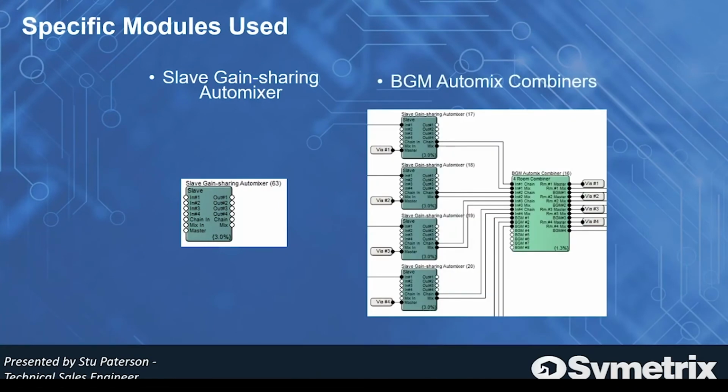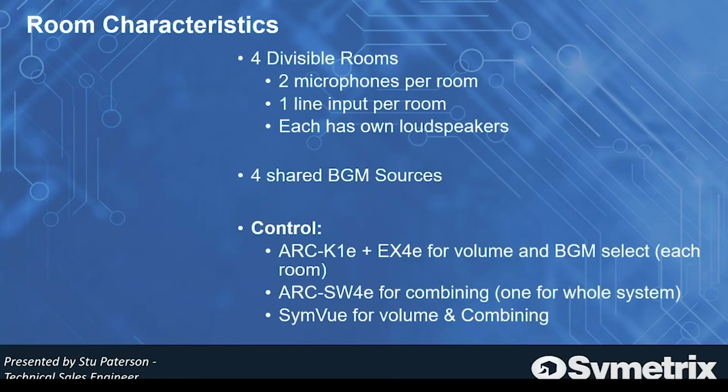Now in our second picture, you can see there are 4 slave gain sharing auto mixers feeding the BGM auto mix combiner. So these gain sharing auto mixers, their sources are the individual room. Let's talk about this room first. So as you saw in the picture previously, it was a 4 divisible room.